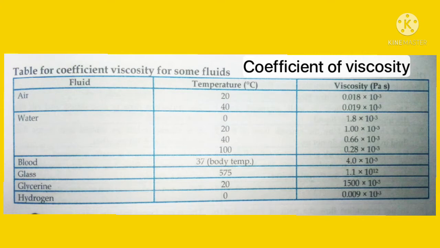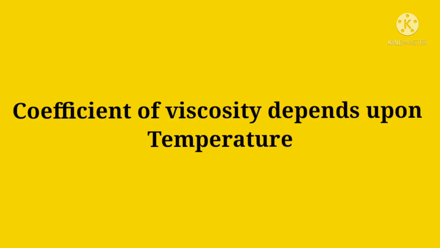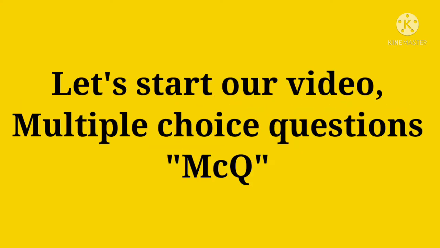At 40 degree, 0.66 into 10 to the power minus 3, and at 100 degree, 0.28 into 10 to the power minus 3. And the fluid blood at 37, that is body temperature, is 4 into 10 to the power minus 3. Glass at 575 degree Celsius, 1.1 into 10 to the power 12. Glycerin at 20 degree Celsius, 1500 into 10 to the power minus 3. And at last hydrogen at 0 degree, 0.009 into 10 to the power minus 3. Coefficient of viscosity depends upon temperature. Let's start our video of multiple choice questions.